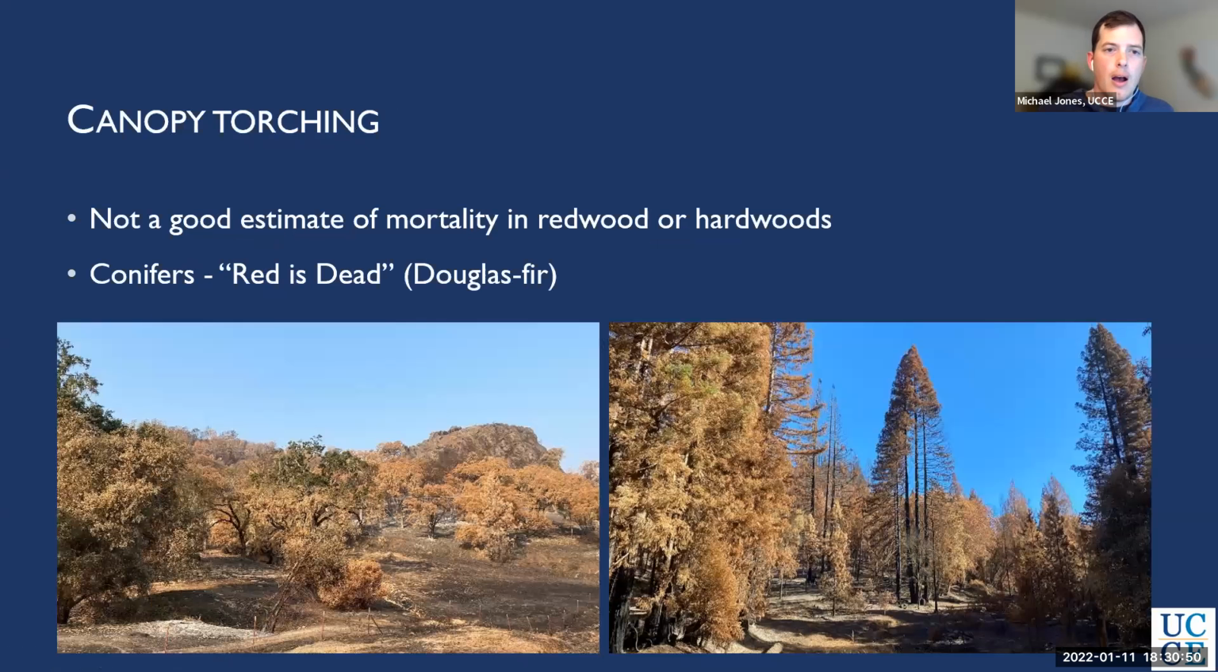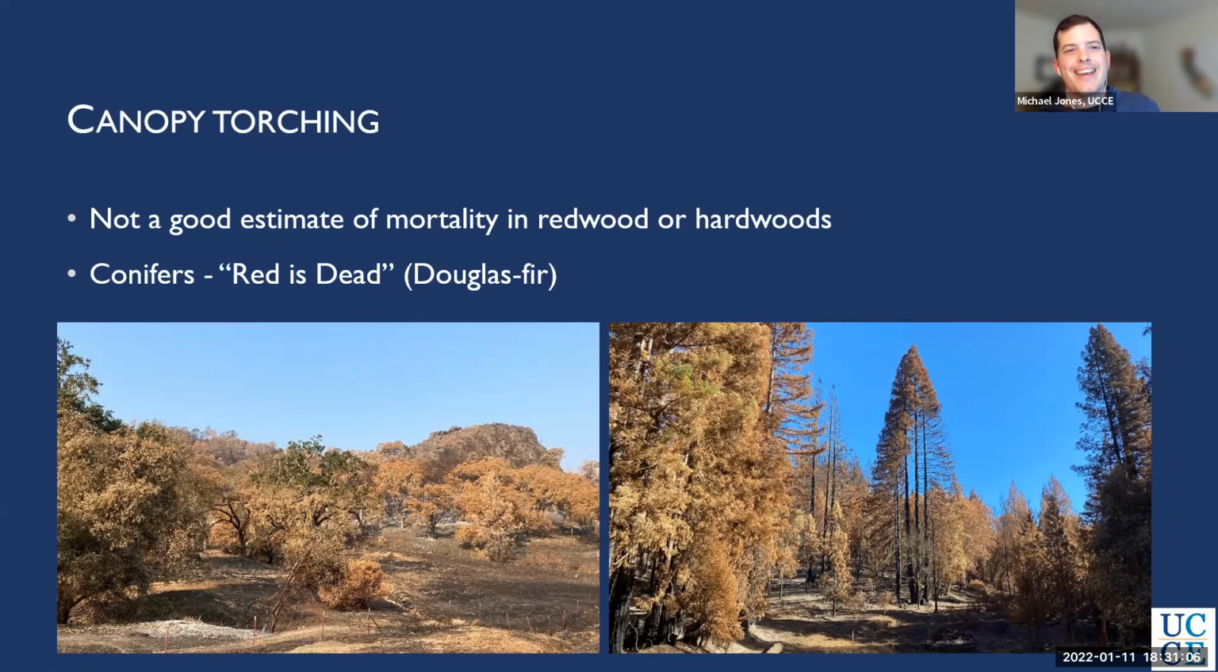When it comes to canopy torching, the paper that Danny put together and the research they did is phenomenal. And that's an amazing reference that I use and I recommend people use a lot.